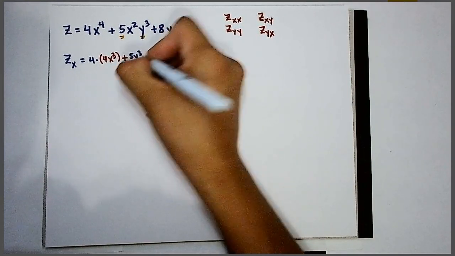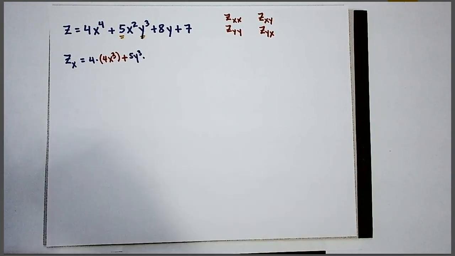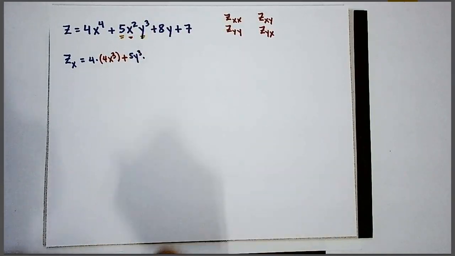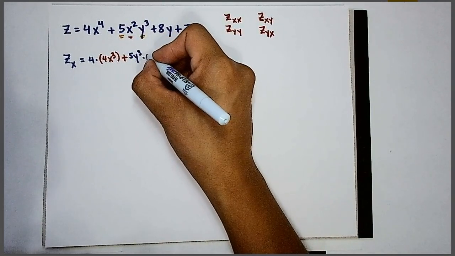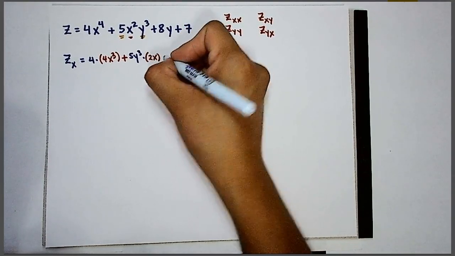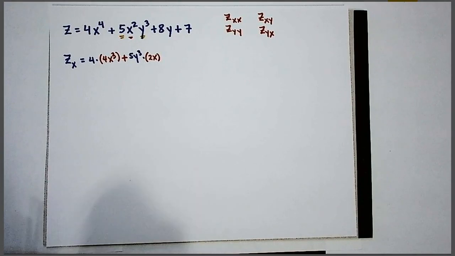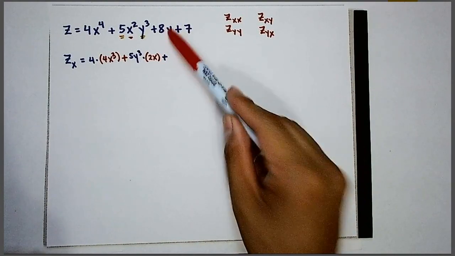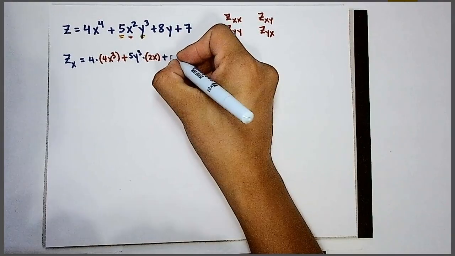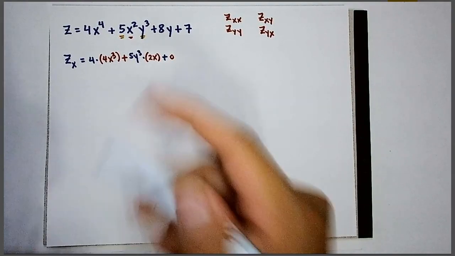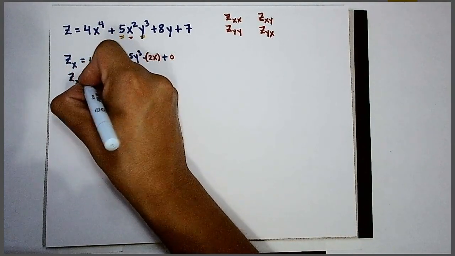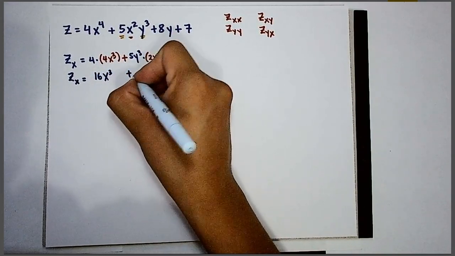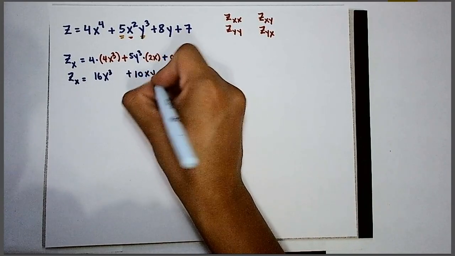are the constants times the derivative of the variable part, which is x squared. The derivative of x squared with respect to x is 2x, plus, notice that the last two terms don't have x, therefore the derivative is simply 0. So this means that zx is equal to 16x cubic plus 10xy cubic.